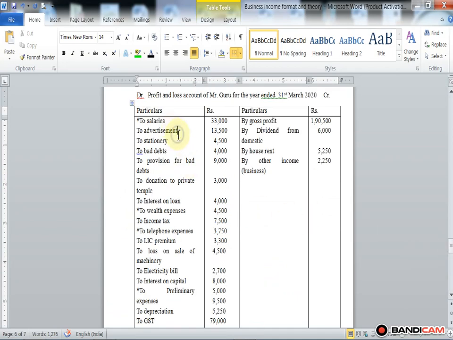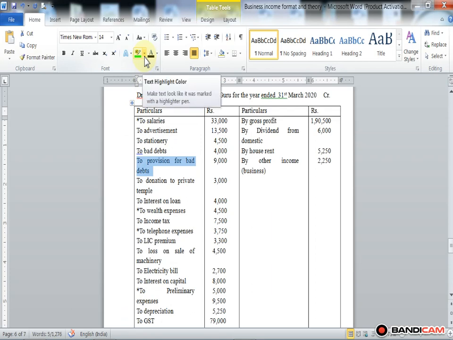So advertisement expenses is a business expense, stationery is a business expense. Here bad debts, so adjustment is not given. If in the adjustment it is given that bad debts is not allowed, then the bad debts is considered as disallowed expenses. But here no adjustment is given on bad debt, so it is considered as a business expense. Okay, then provision for bad debt. So all provisions are disallowed.